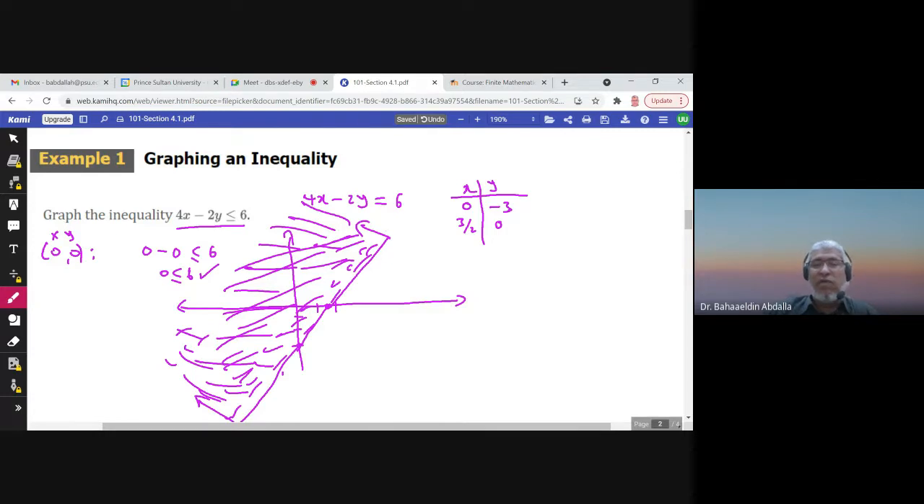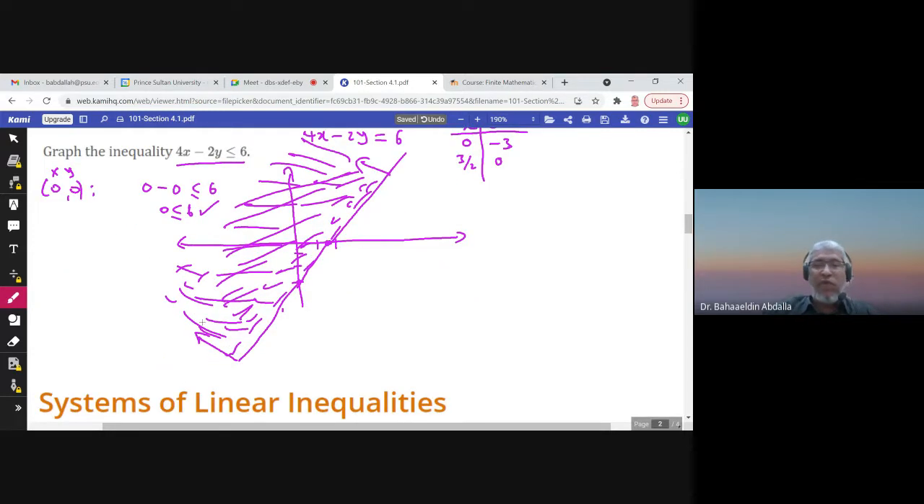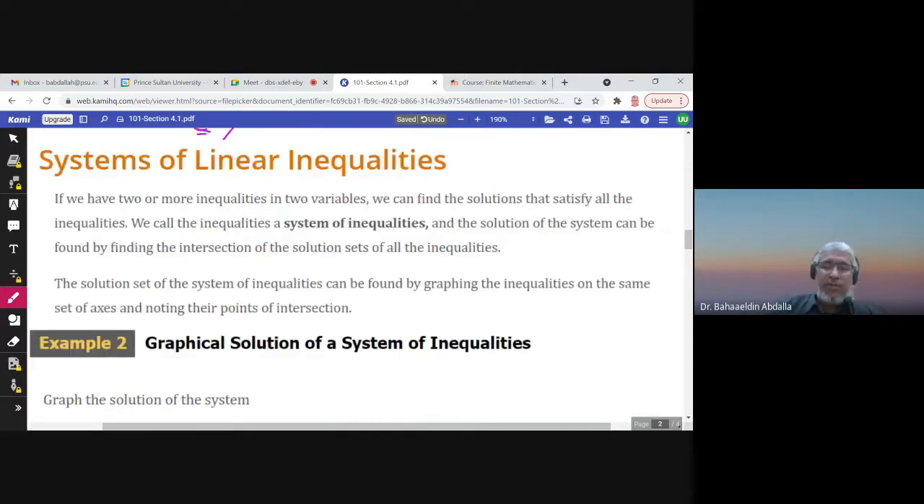Of course, the line is continuous everywhere from here and here, and all the region to the left of this line is a solution of this inequality. Good. What about if we have systems of linear inequalities, which means more than one, so two or more inequalities?